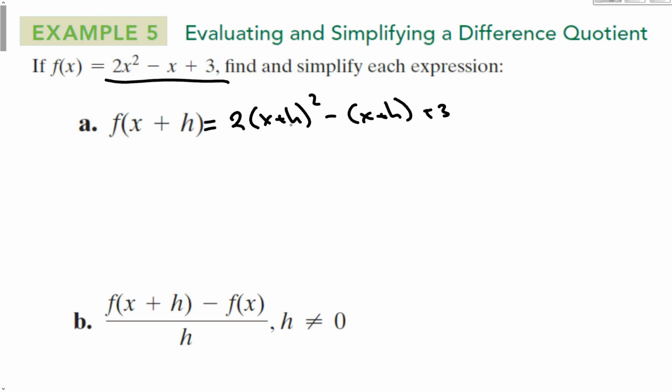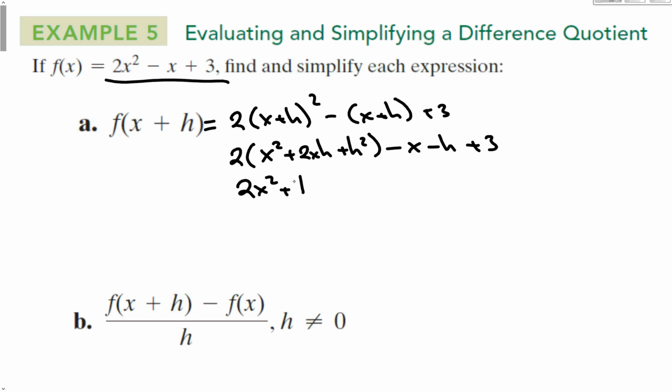Exponents come first. We have to FOIL this together, remembering, of course, that it has a middle term. So that's x squared plus 2xh plus h squared, minus both of these, so distribute the negative: minus x minus h plus 3. Now I'm going to distribute out the 2 to give me 2x squared plus 4xh plus 2h squared minus x minus h plus 3. Now we have our expression for f(x plus h). I can't put anything together. None of them have like terms, so that's as much as we can do with that.